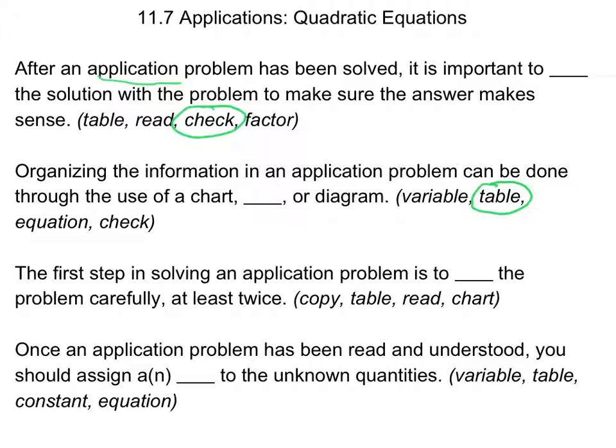First step in solving an application problem is to blank the problem carefully at least twice. This one is read. And once an application problem has been read and understood, you should assign a or an blank to the unknown quantities. In this case, assign a variable. That's typically what we do with algebra. You take the unknown and you give it a variable.